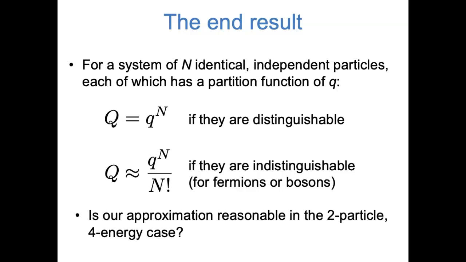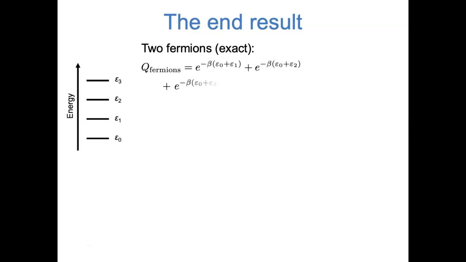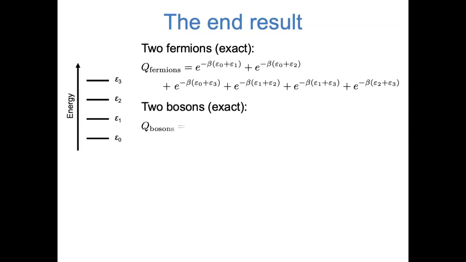That approximation is the expression that we're going to use going forward, but before moving on, I just want to take a closer look at whether this approximation seems reasonable for the 2-particle 4-energy system that we've been looking at. When we put 2 particles in this set of 4 energy levels, we know how to write the exact partition functions for each case. If we have 2 fermions, the partition function is a sum of 6 terms, representing each of the 6 possible states. If we have 2 bosons, the partition function is a sum of the 10 possible states.